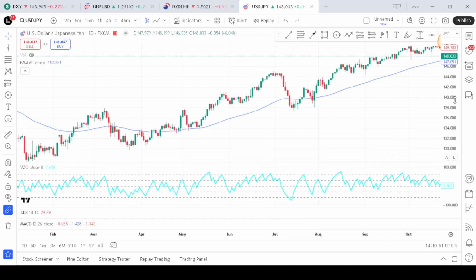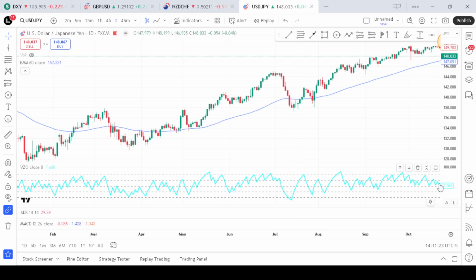The next level we need to take note of is the zero line. The zero line is the center line of the oscillator. When the VZO is above 0, it indicates a bullish trend, whereas a reading below 0 signifies a bearish trend.